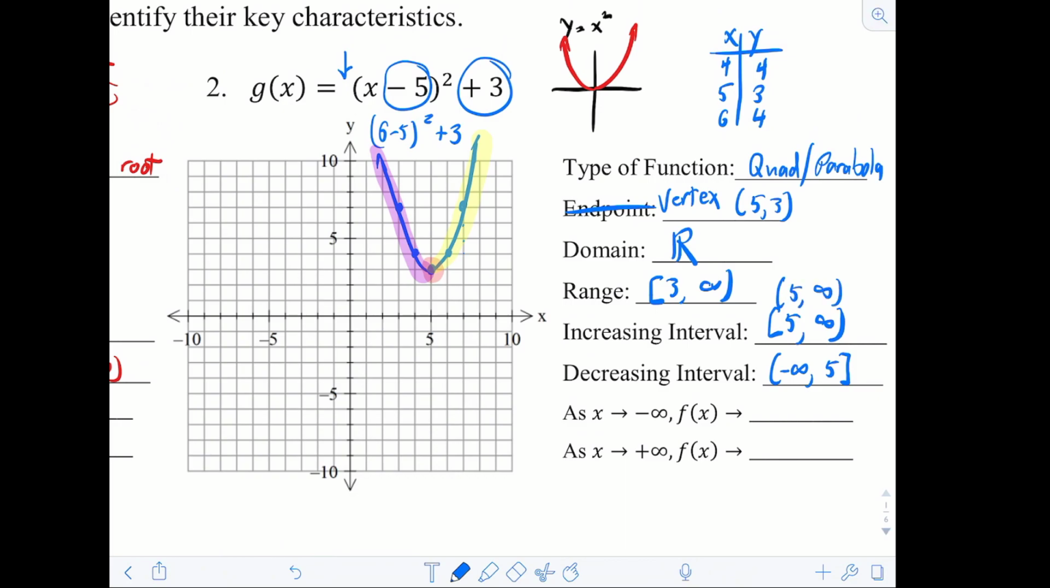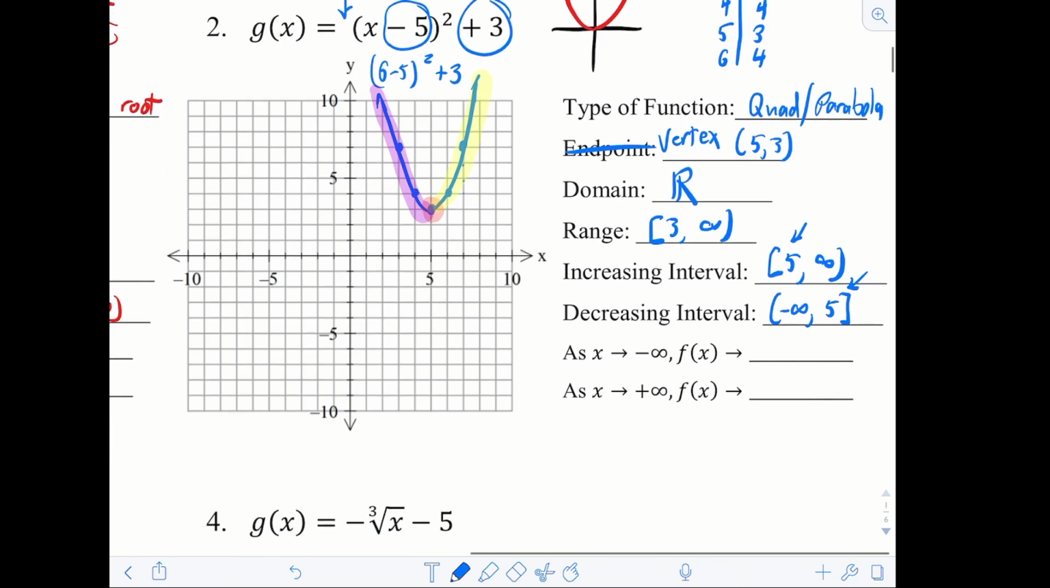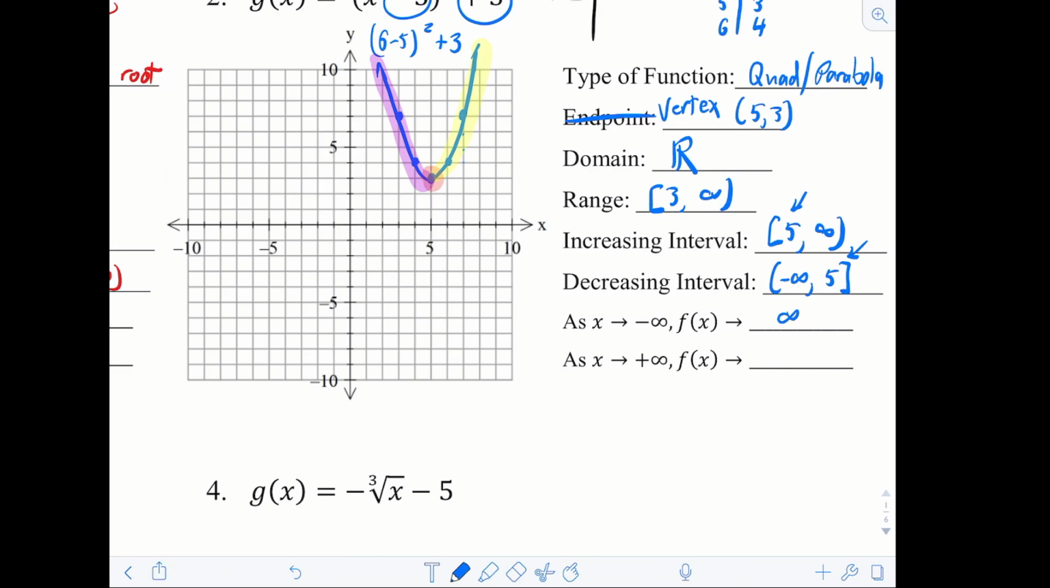I'd say both are acceptable, but when we get into AP Calculus, it is important that we're also including the value that it goes to. Okay, as x goes to negative infinity, y goes to infinity, and same thing as it goes to the right-hand side.